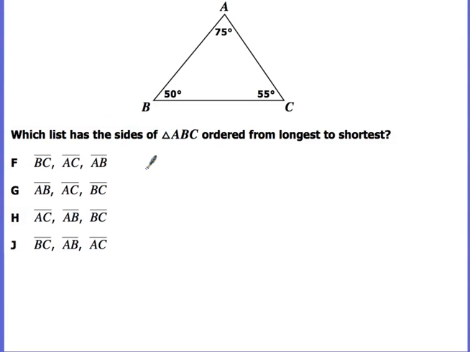Which list has the sides of triangle ABC ordered from longest to shortest? So we look in the triangle, the biggest angle is 75. That means that the longest side is across from that. So I'm going to put an L. The medium angle is 55, so across from that is the medium side. Smallest angle is 50, across from that is small. Pay attention to order. This says longest to shortest, so the longest side is BC. So I want BC, AB, and then AC. Should be choice J.